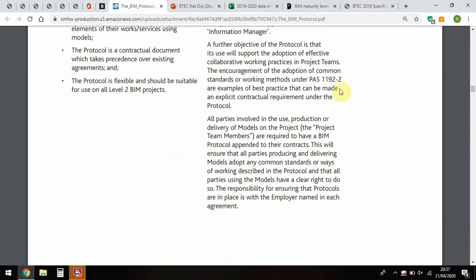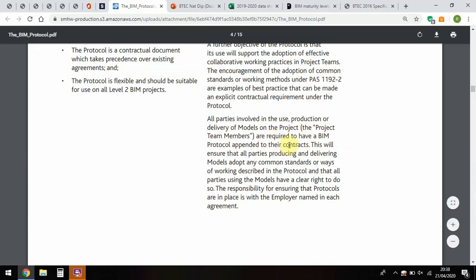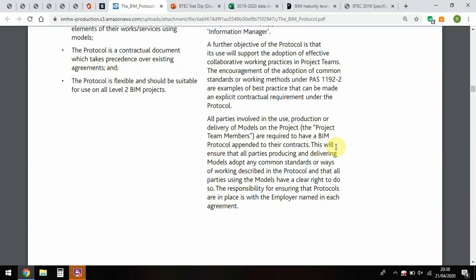It does talk about here, talking about some of the standards that it will say to make sure that you're following those standards, and it's talking about the fact that everyone involved in the use, the production, or the delivery of those models are required to have a BIM protocol added to their contract. So what that is saying is that it doesn't matter what part you are playing in that project, if you are anything to do with a BIM enabled project, then that protocol needs to be in your contract.